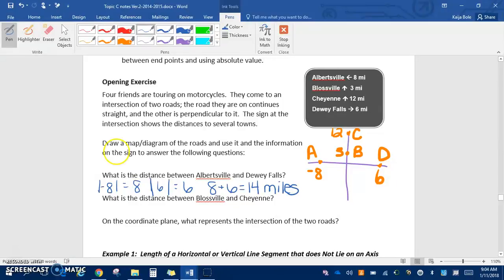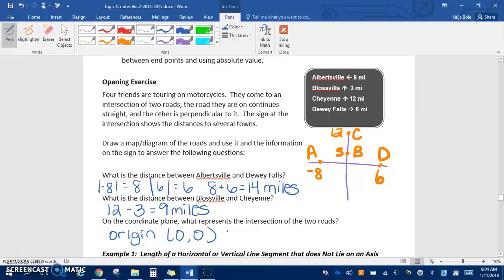Alright? The second question asks, what's the distance between Blossville and Cheyenne? So I already have positive numbers, so I'm not going to take the absolute value, plus they're on the same side of the origin. So if I'm trying to figure out how to get from 12 down to 3, all I'm going to do is subtract 12 minus 3, which would give me 9. My label would be miles. And then the last question says, on the coordinate plane, what represents the intersection of the 2 roads? That would be the origin, and that is the coordinate point 0, 0.